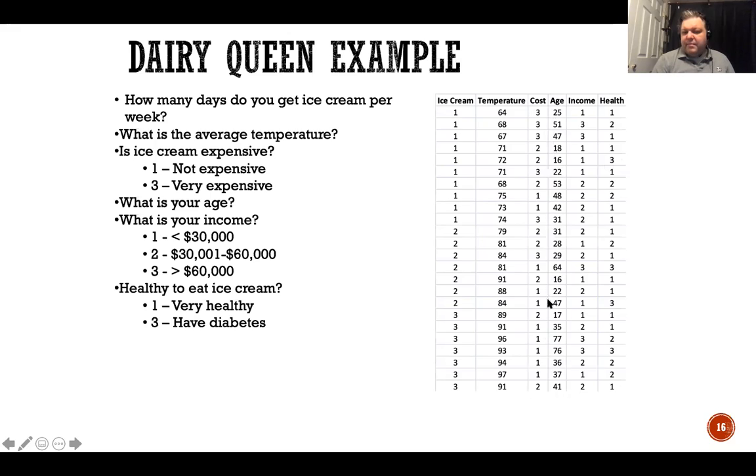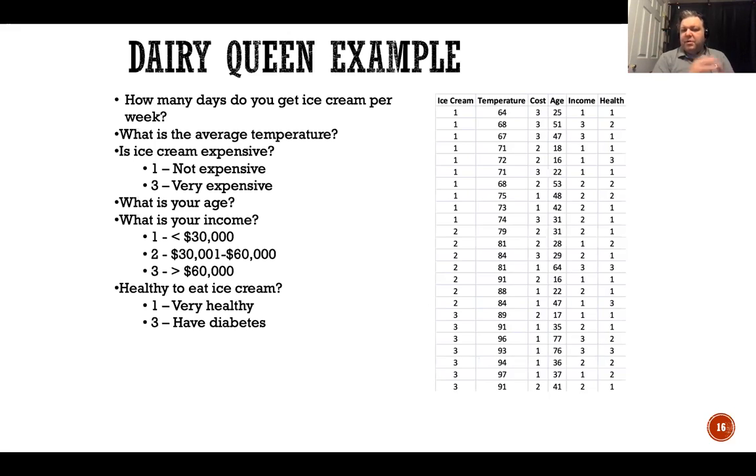Notice as we get to the bottom, the fourth from the bottom, 1, 2, 3, 4, the person is 76 years old. 3, income is not an issue. They make over 60,000 and it's not very expensive. It is 93 degrees and they are not healthy, which means that they're sneaking out of the house and they eat ice cream 3 times per week. This is somebody who's decided, I'm toward the end of my life, I don't care anymore. So we get all kinds of data from all kinds of people. And this is our data.